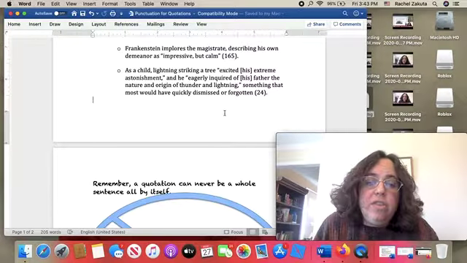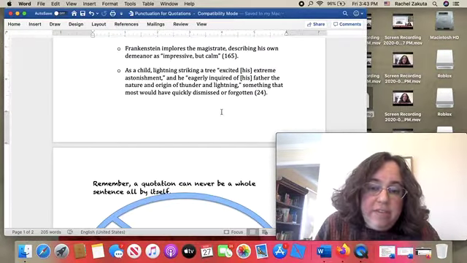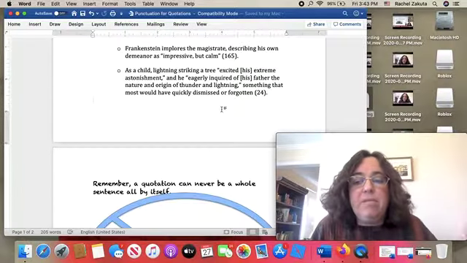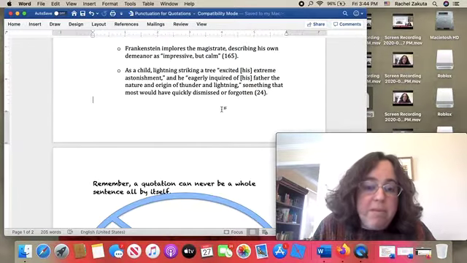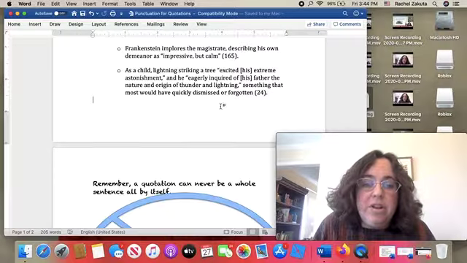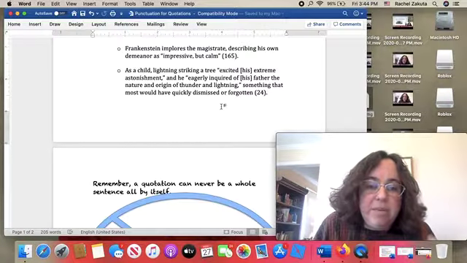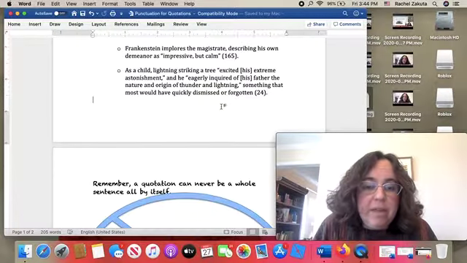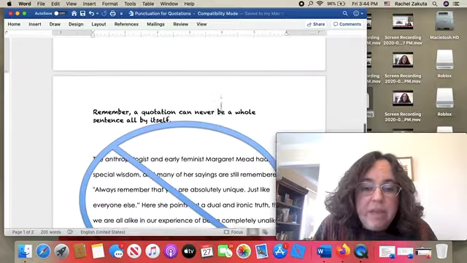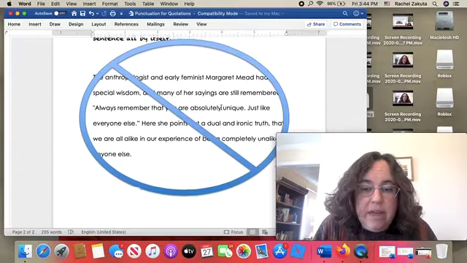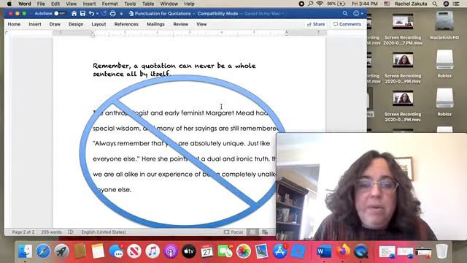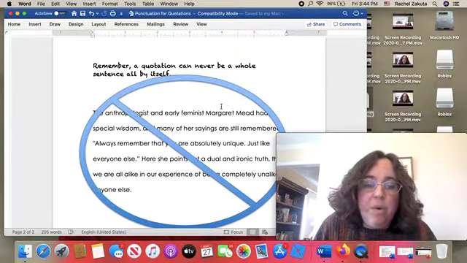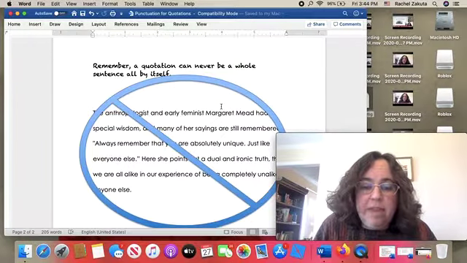And the reason to do this in this case is because let me take a little bit from the top of the page and a little bit from the bottom of the page to show one thing, which is that Frankenstein was obsessed with science even as a child, okay? So it allowed me to take 2 little bits. Okay, so here's the important thing, okay? Remember, a quotation can never be a whole sentence all by itself.